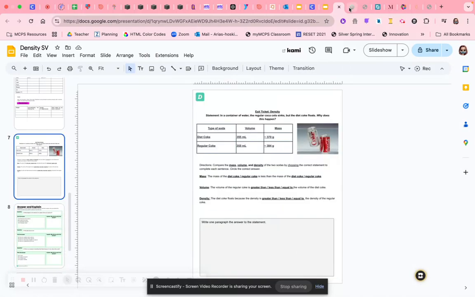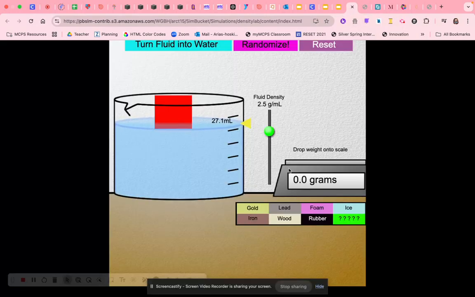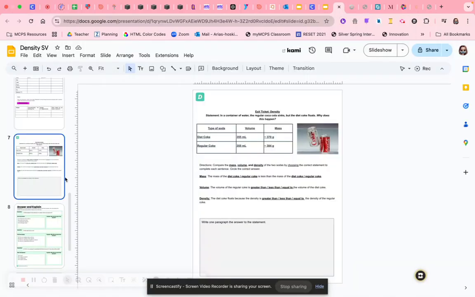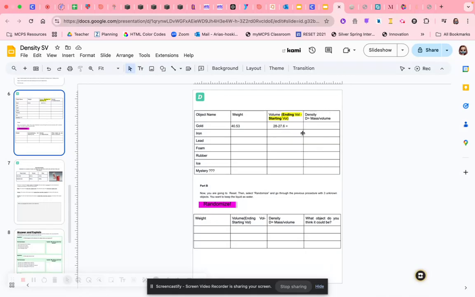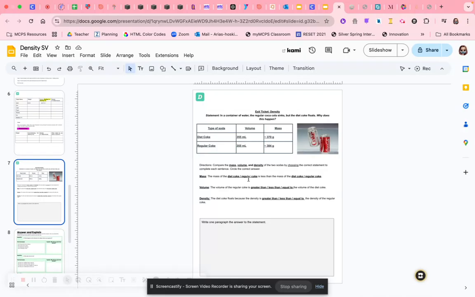Okay, and this part right here for the randomize, you're going to go by the density. Based on the density number, that's actually how you're going to know the material. So if the density is close to the number that you had for gold, that means that actually that material was gold. So the first part is very important for you guys to do it really well, especially for the density portion. Okay, after that, you're going to have your exit ticket.